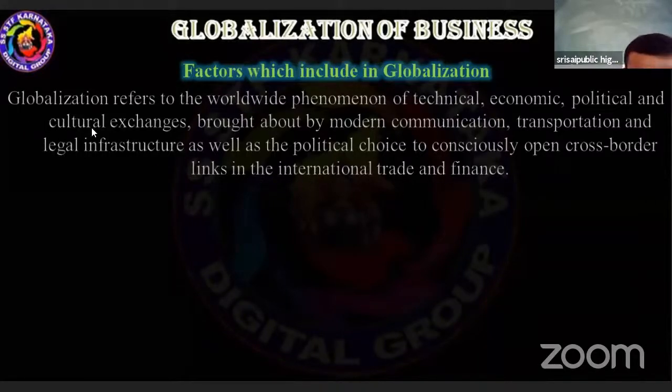It is found in all these areas of globalization. In which areas? Technical areas, economical, political, cultural exchanges, and modern communication, transportation, and legal infrastructure. These are all the fields.